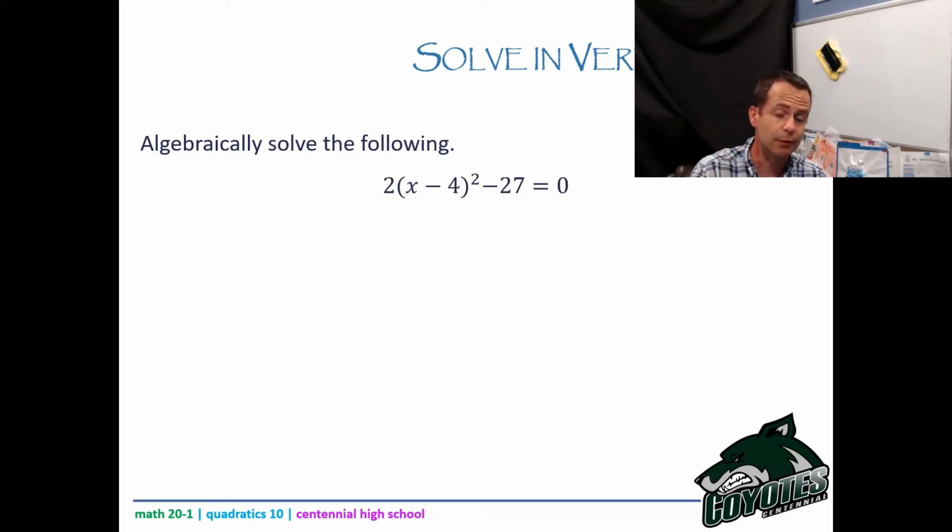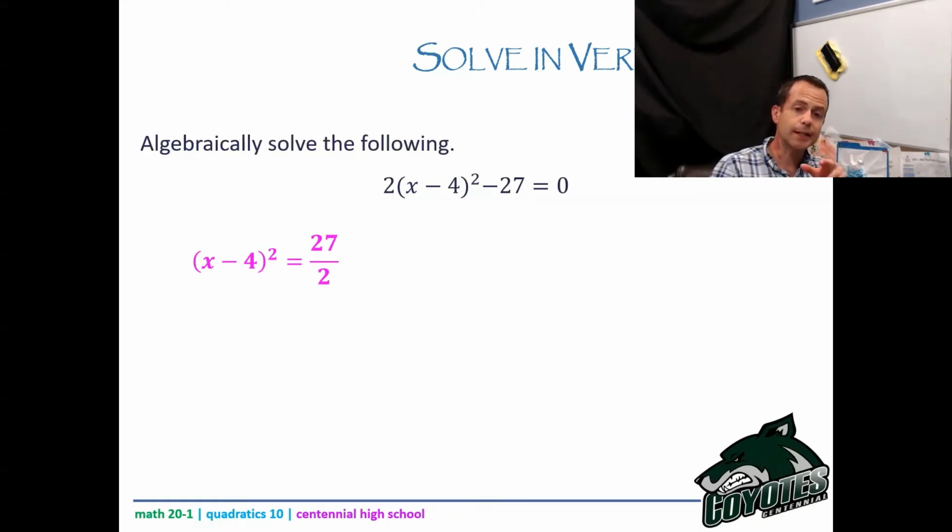I know I need to get rid of the things that are farthest away from x first, so I'm going to add 27 to both sides, and I'm going to divide both sides by 2. I'm going to do that in one step, so that's going to give me x minus 4 all squared equals 27 over 2. I'm now ready to take the square root, and when I take the square root, we're going to have a few conversations around the radical that's there. So just stay with me because this will be the first time you've seen this.